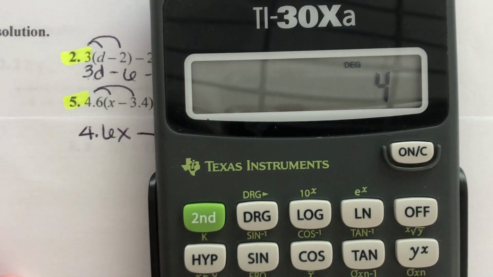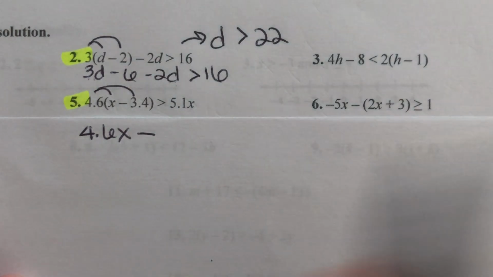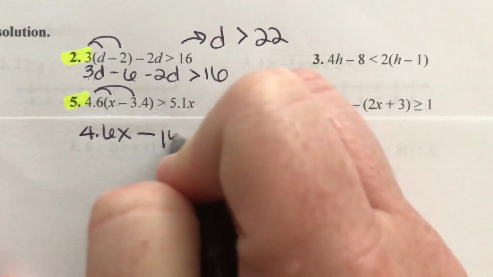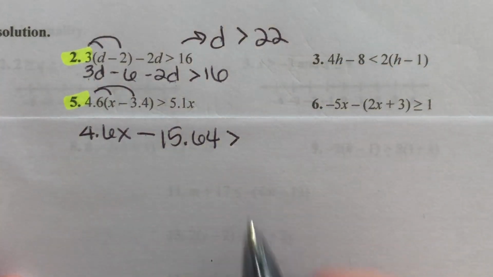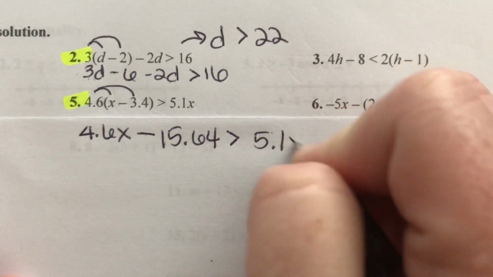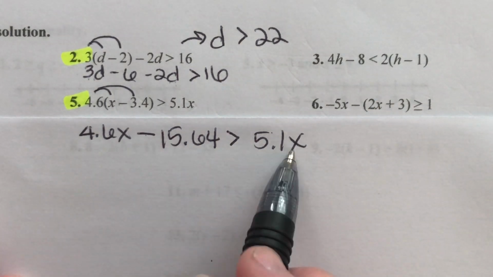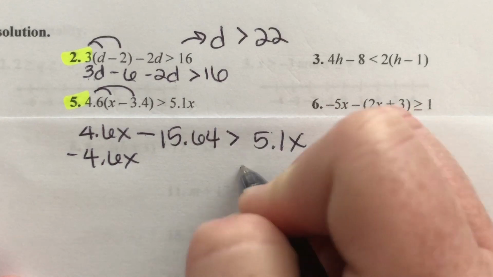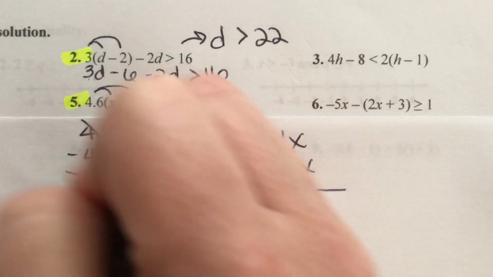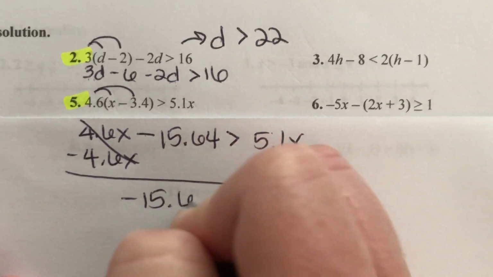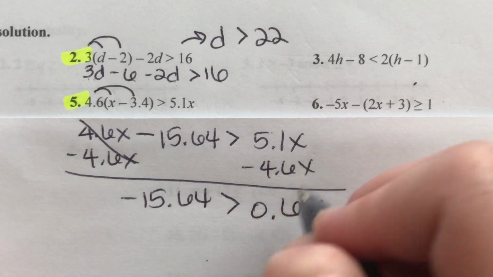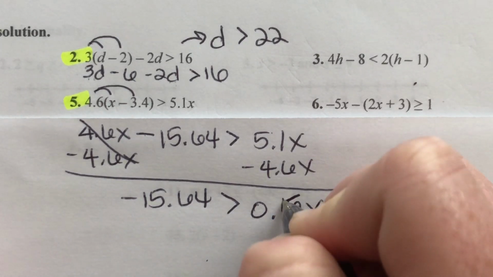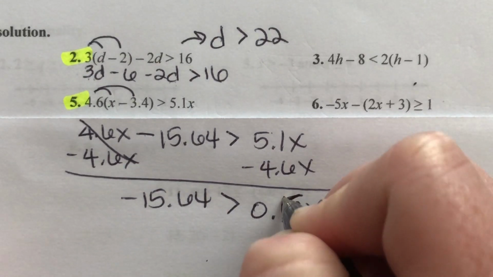4.6 times 3.4 equals 15.64. I already have my negative sign, so I'm just going to put 15.64, and then my inequality sign, and then 5.1x. Now I want to get rid of the smallest x, so minus 4.6x, minus 4.6x. That goes away. Negative 15.64 is greater than 0.5x.